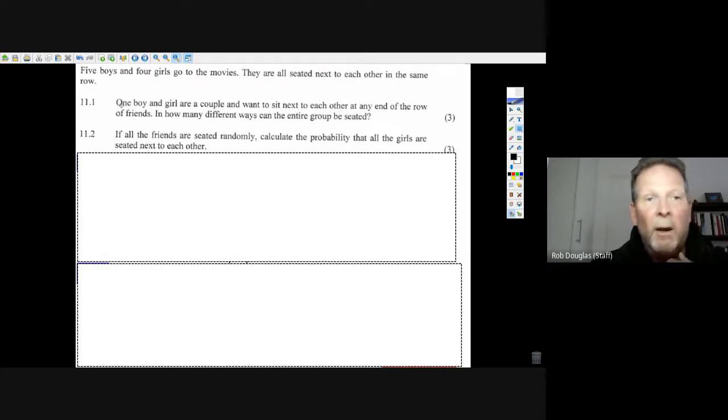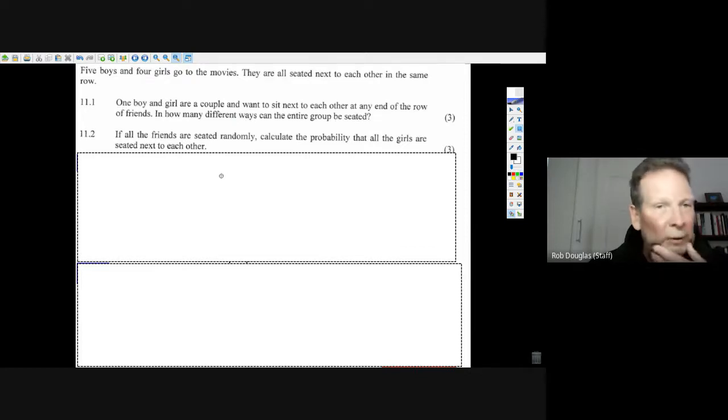But now let's see. 1 boy and girl are a couple, and they just really want to sit next to each other. Not only that, they want to sit at the end of the row. So that's 2 people that are kind of taken out of the story. And in how many different ways can the entire group be seated?